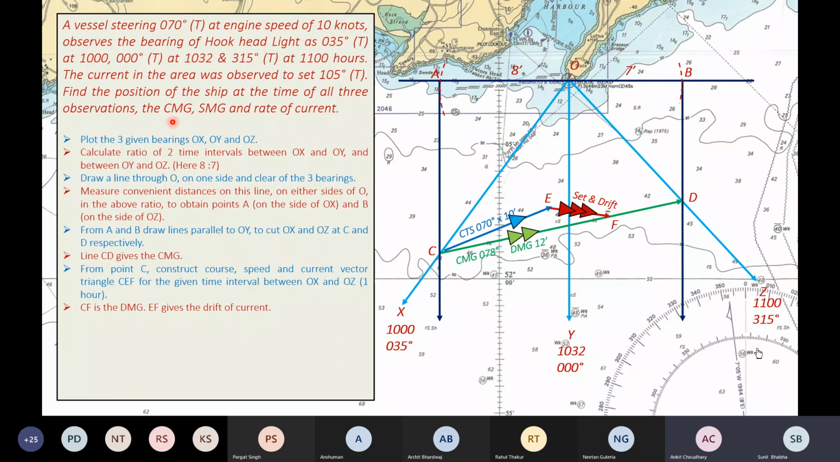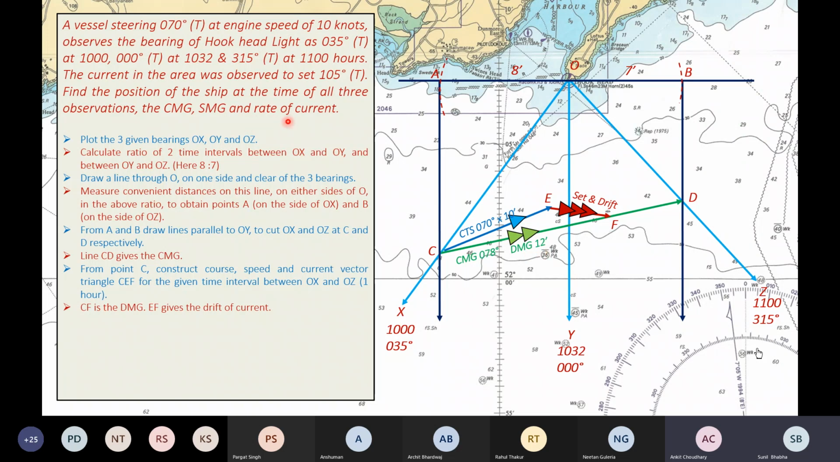Now you see, we were required to find out the CMG. CMG has been obtained from this plot. The line CD represents the direction of the CMG. We were required to find out the speed made good. Now we have the distance made good in 1 hour, which comes to 12 miles. And fortunately, in this case, since the triangle is made for 1 hour, this is also our speed made good. So the speed made good of the ship is 12 knots.